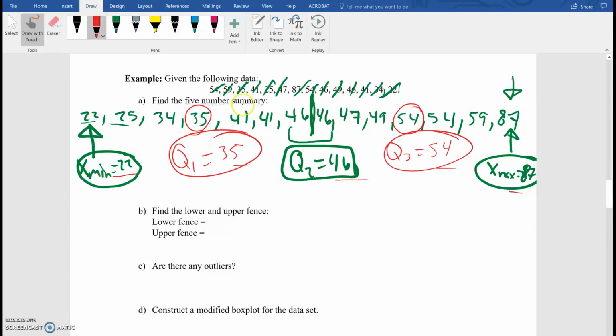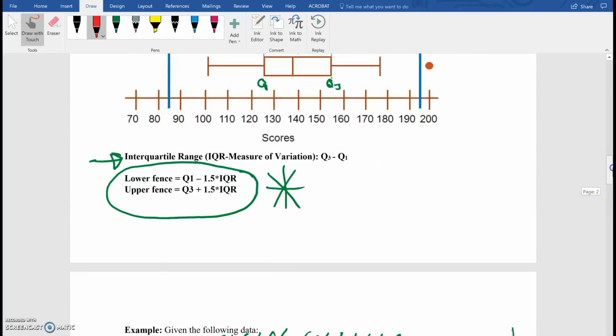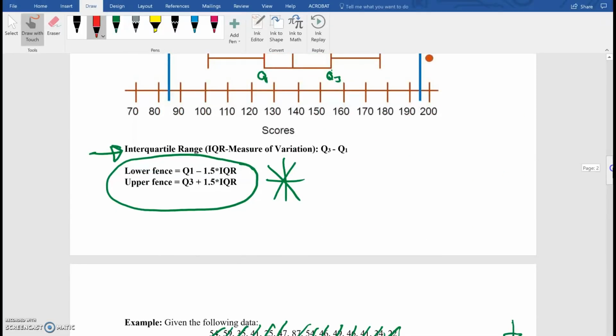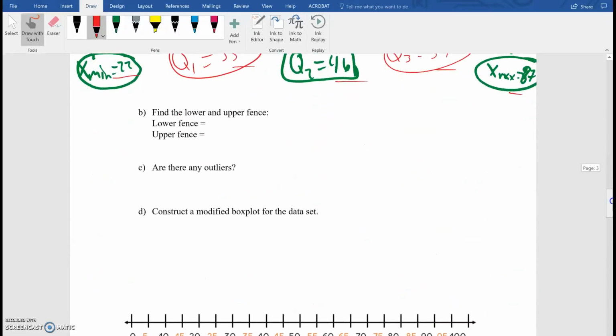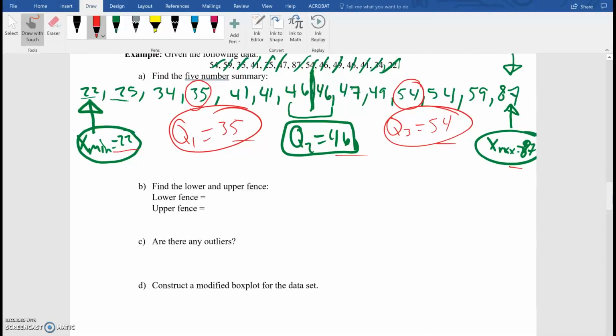Now what we want to do is find the upper and lower fence. So how are we going to do this? Remember, if we go back up, where's my cursor? Here it is. My lower fence is just Q1 minus 1.5 times the IQR, and the upper fence is Q3 plus 1.5 times the IQR. So first, let's figure out what this IQR is. IQR is Q3 minus Q1, so this is 54 minus 35. This gives me 19.